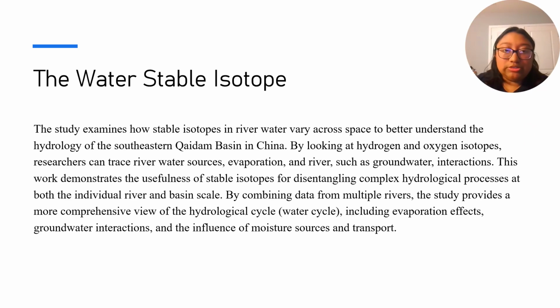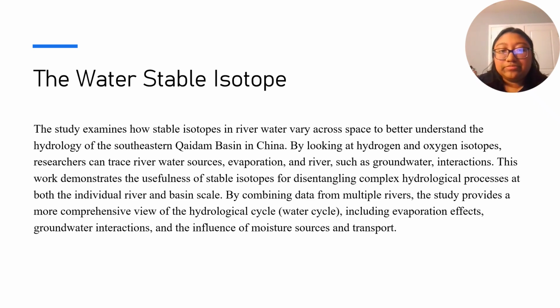The water stable isotope. The study examines how stable isotopes in river water vary across space to better understand the hydrology of the southeastern Quai Basin in China. By looking at the hydrogen and oxygen isotopes, researchers can trace river water sources, evaporation, and river interactions such as groundwater interaction.